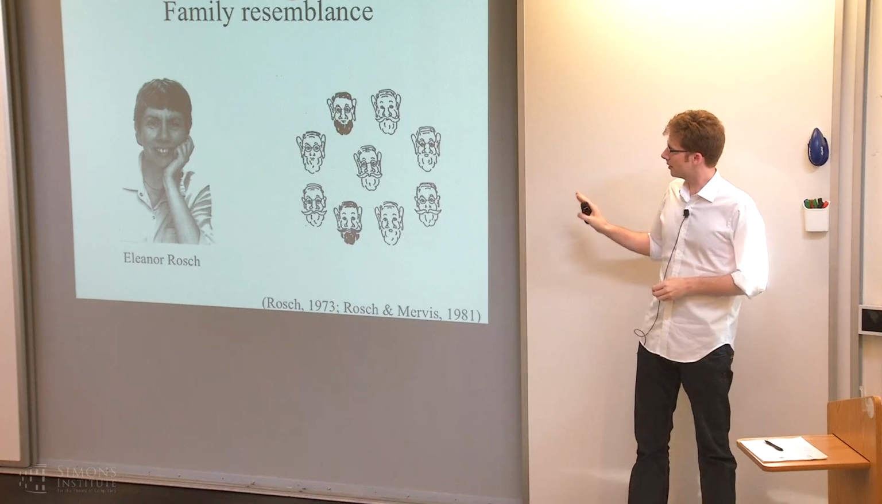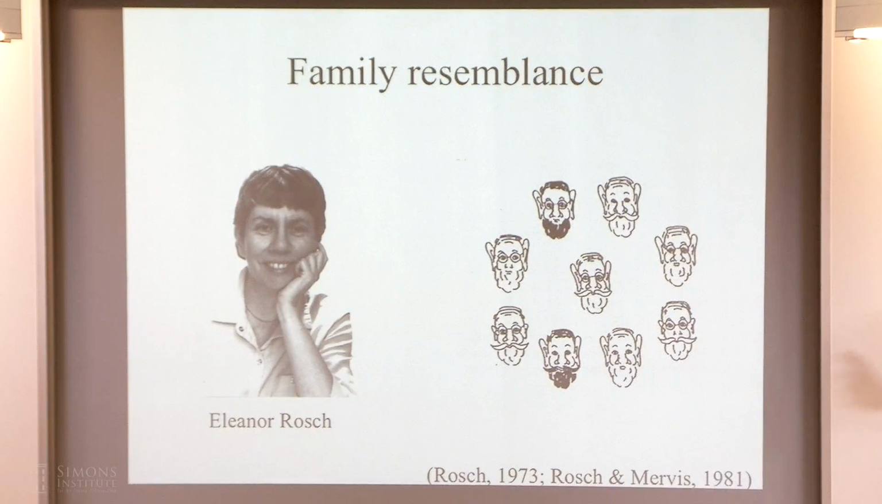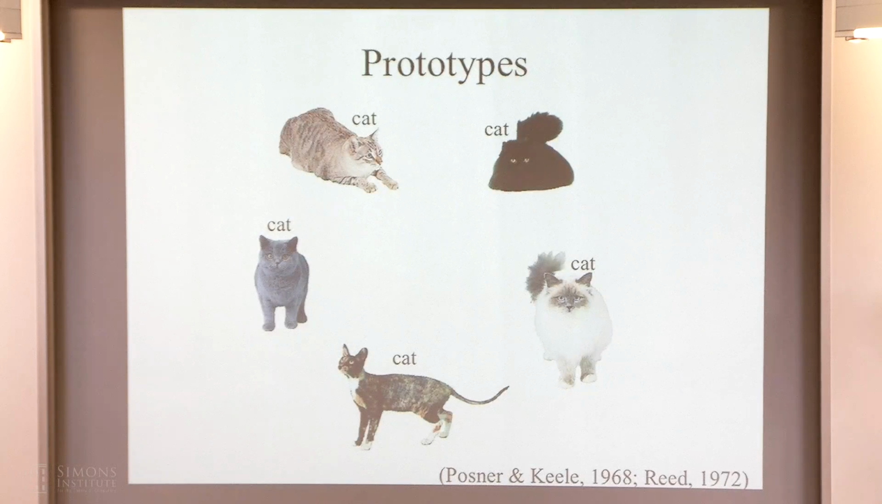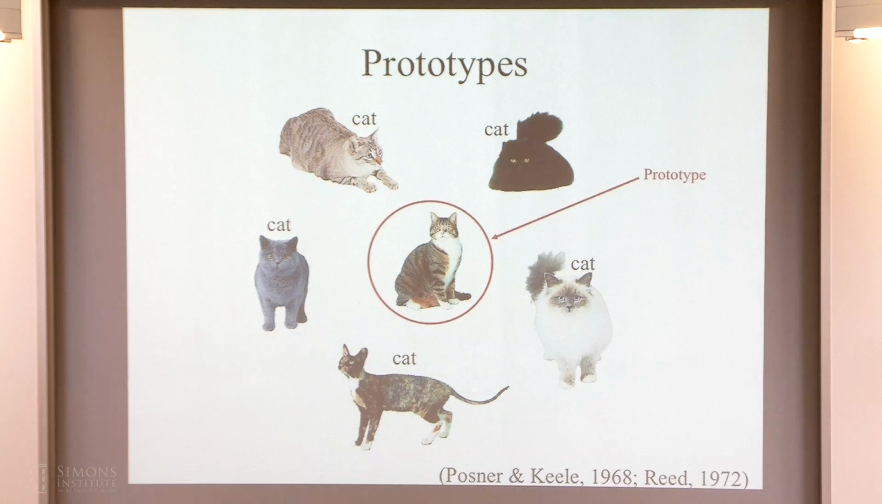So the argument is, yeah, there's something going on here. How do you represent categories in a way that allows you to capture the family resemblance structure, something that doesn't naturally fit with clear deterministic rules? The first idea people had was that maybe categories are represented by prototypes. So having this category of cats means that somewhere in your head there's a kind of cat, the prototypical cat, and that's the thing you're consulting when you're deciding that something is a cat or not.